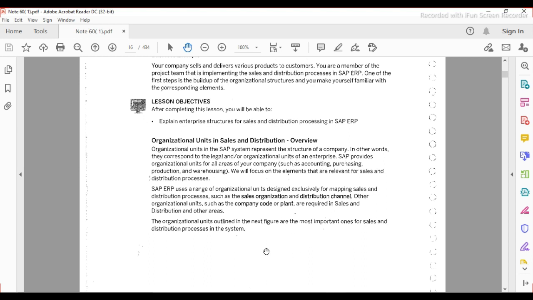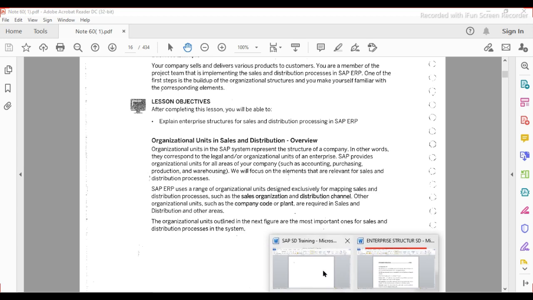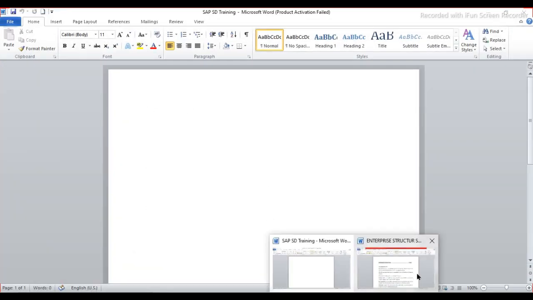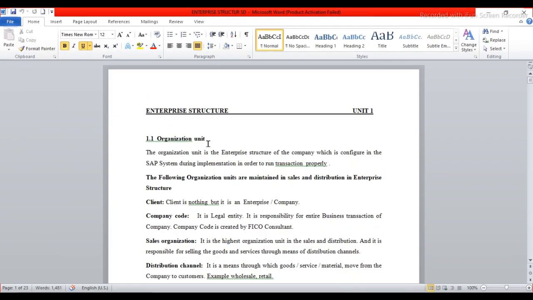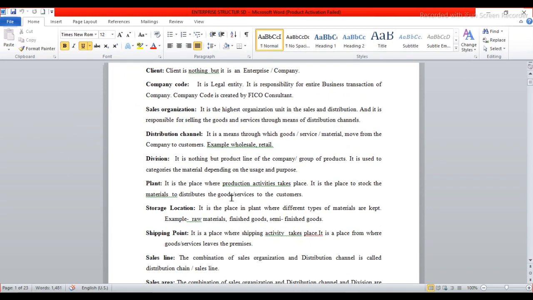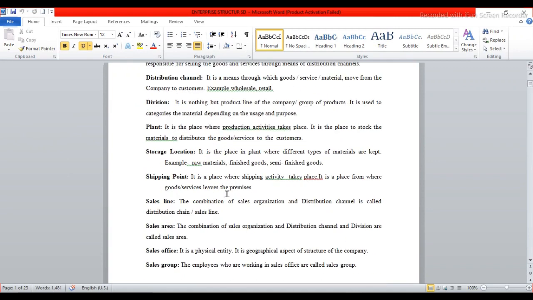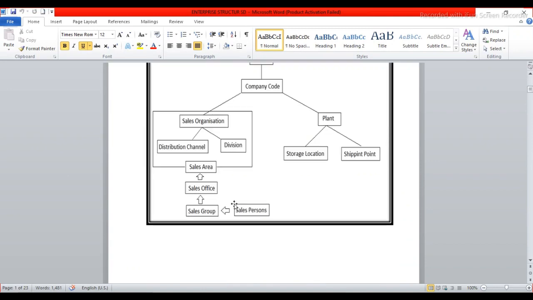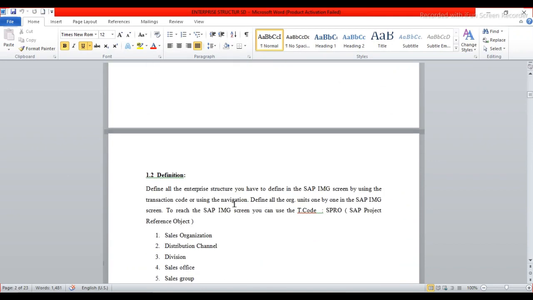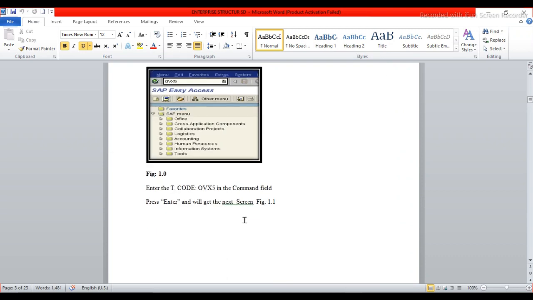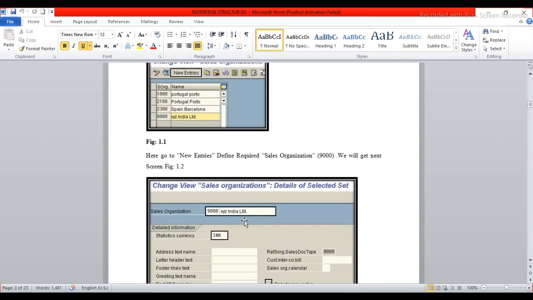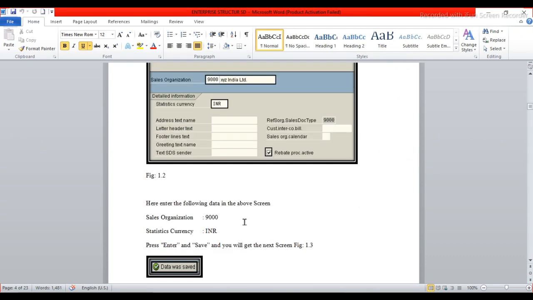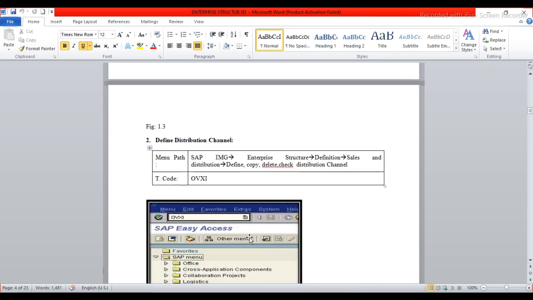Let's see. Don't worry, I have prepared this unit-wise. I have also prepared short notes with important points, and I have also prepared how to do the customizing for everything in the system. So you can take this as a reference in order to practice in your system. This is how you can practice in the system. You can customize all the org units that we will see in the next video.